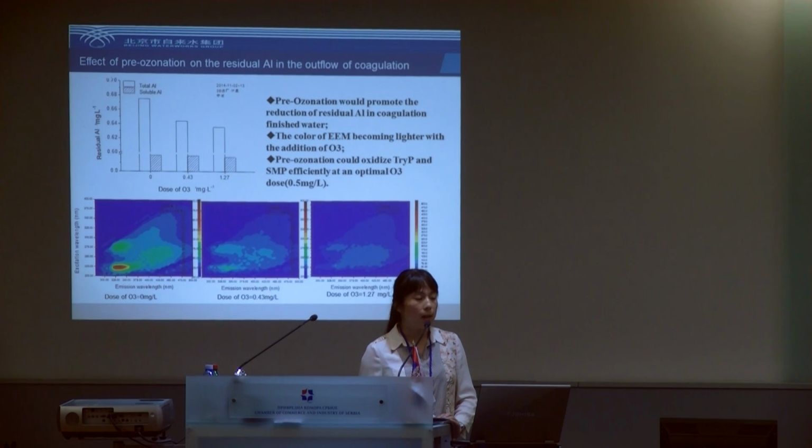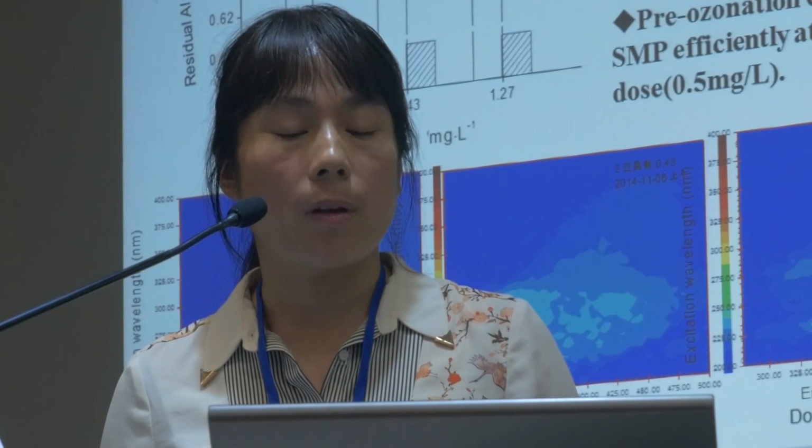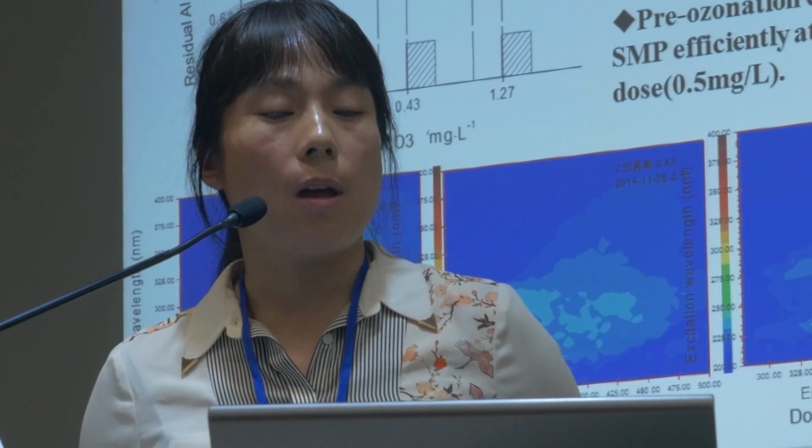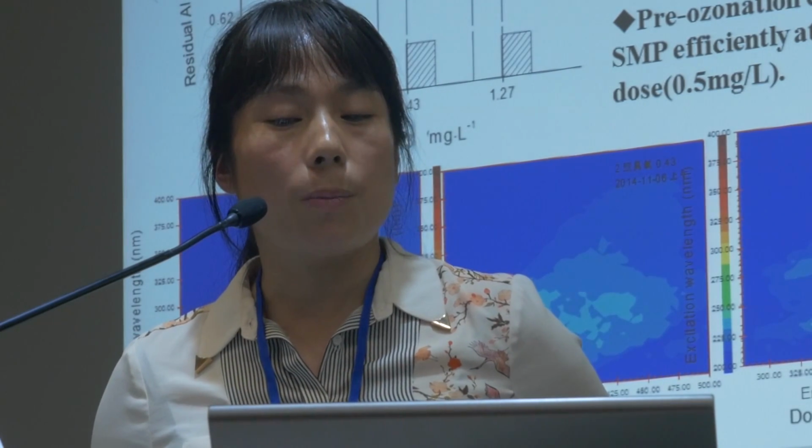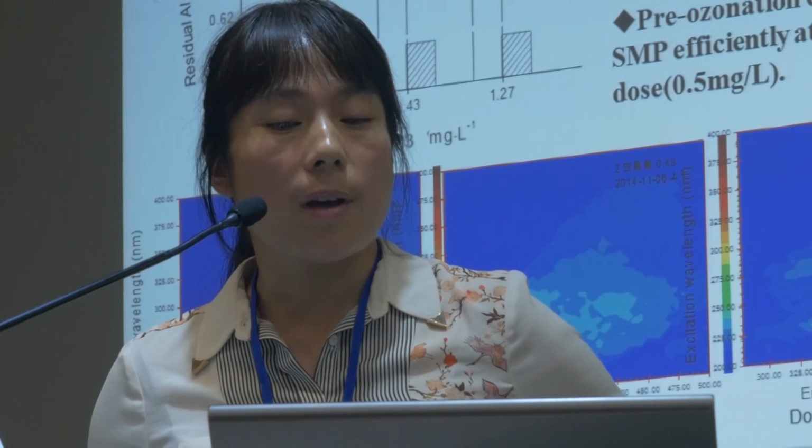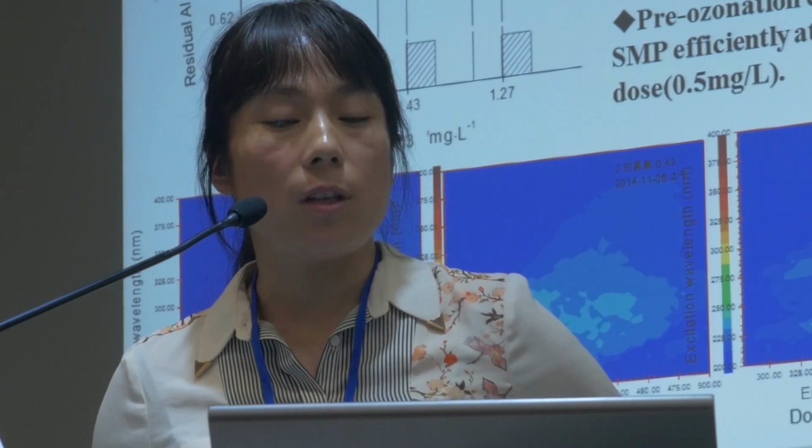And this slide is the effect of pre-ozonation on the residual aluminum in the outflow of coagulation. The upper figure is residual aluminum with different dose of ozone. The white column is total aluminum, and the slash column is soluble aluminum. We could see the pre-oxidation would promote the reduction of residual aluminum in coagulation finished water.